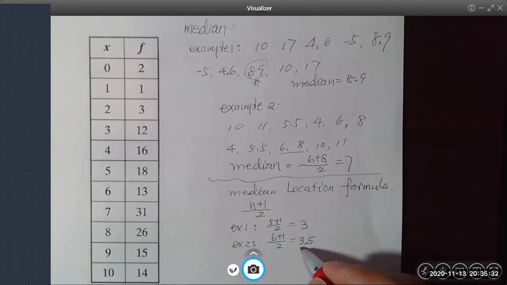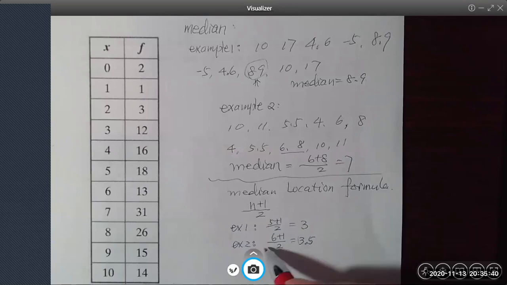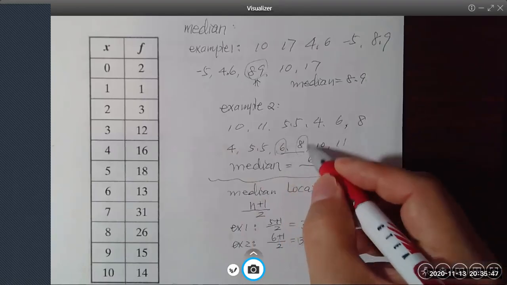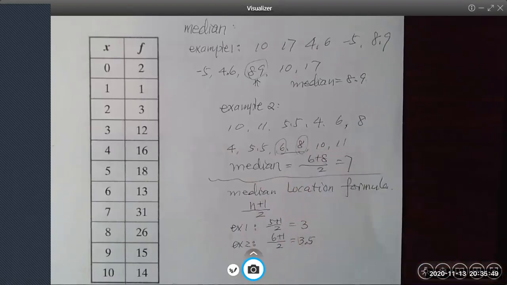You need to pick number 3 and number 4 and divide by 2 to get the median, because 3.5 is between number 3 and number 4. This number represents location. Between number 3 and number 4, look at this data set. This is number 3, this is number 4, add them together, divided by 2. That's your median. It works again.